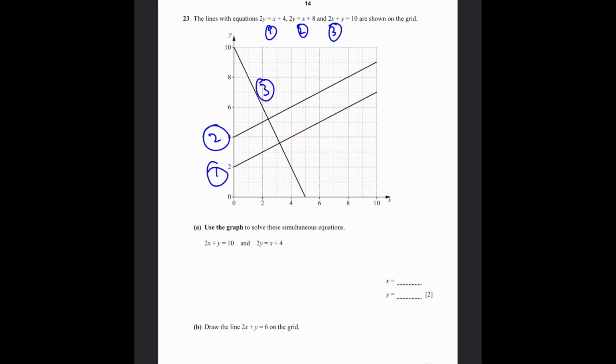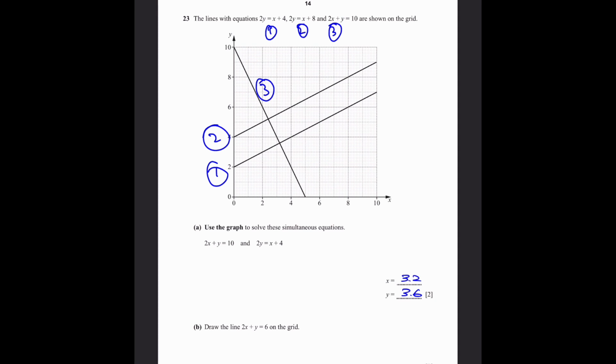So we need to solve the simultaneous equation 2x plus y equals 10, 2y equals x plus 4. Which two lines are these two equations? So 2y equals x plus 4 is line number 1, and 2x plus y equals 10, that's line number 3. Now, to solve the simultaneous equations, we just see the intersection point of the two graphs. And that'll be this point over here, which is x equals 3.2, and then y equals 3.6. So x equals 3.2, y equals 3.6. That's the answer. Let's go to part B.